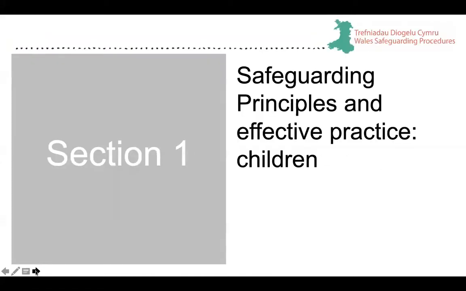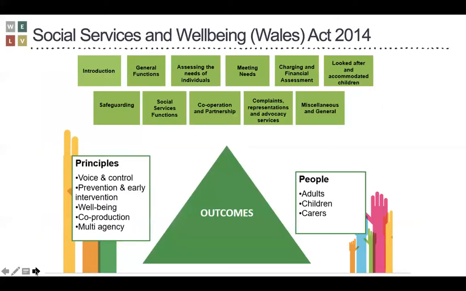So we start with section 1, which covers the safeguarding principles and elements of effective practice. Before we come into the principles of safeguarding, it is important to remind ourselves that these safeguarding procedures are being issued under the Social Services and Wellbeing Act and under Part 7 in particular.